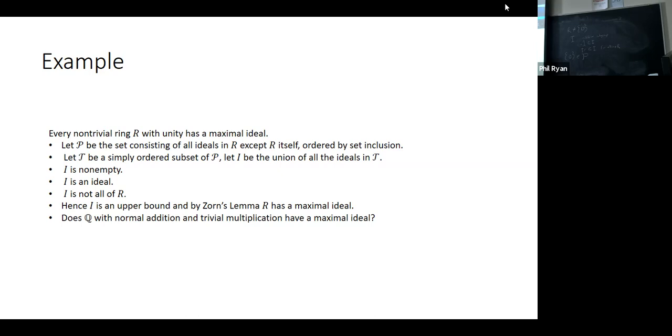Okay, so just to illustrate why unity was important, consider this ring here. So Q with normal addition and trivial multiplication. By trivial multiplication, I mean that r times q equals 0. Every multiplication is 0. Okay, so what's a maximal ideal? Maximal ideals are the same thing as maximal additive subgroups of Q. Does Q have a maximal additive subgroup?